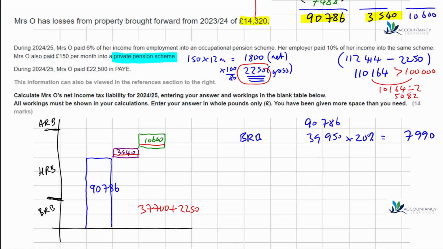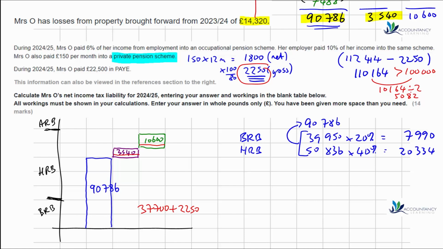And then of the remaining amount, so we've got a further 50,836, which is in the higher rate band. So that's going to be taxed at 40%. So we've got tax due there of 20,334. So both of those numbers add up to the 90,786 that we had in our table above. Okay, so some of the basic rate band and some at the higher rate band.